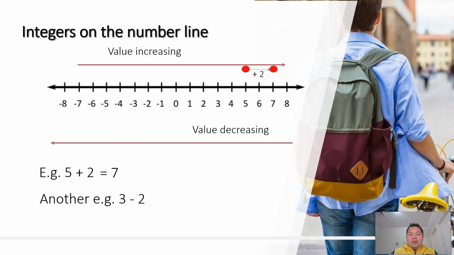So what about 3 minus 2? We're going back to kindergarten, isn't it? 3 minus 2, again, locate where is 3. 3 is there. Minus 2 means the value gets smaller, so it's decreasing. It moves to the left. So move 2 steps. Answer is 1, isn't it? So that is the basic principle. Just remember that. Value increasing, go to the right. Value decreasing, go to the left on the number line.